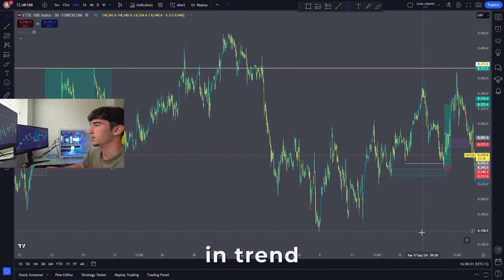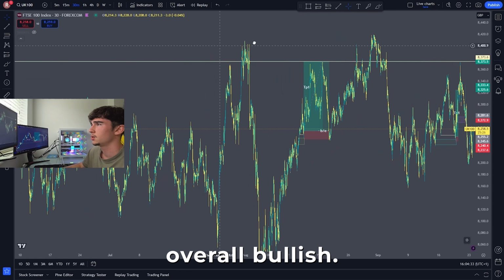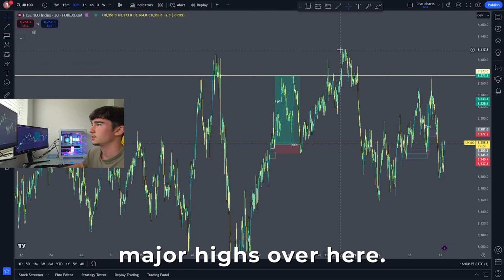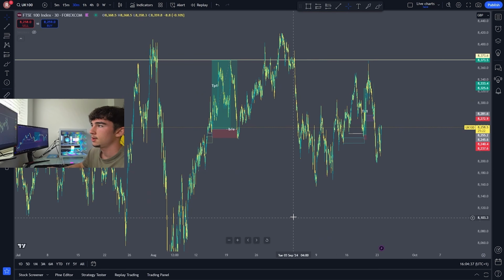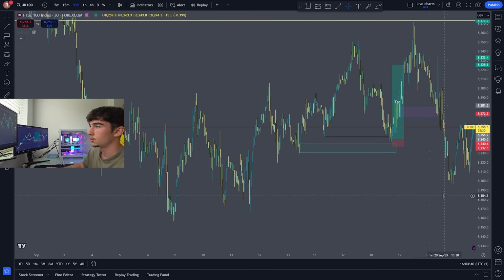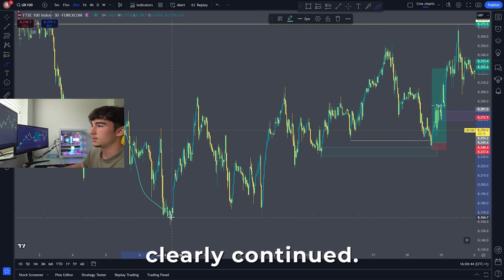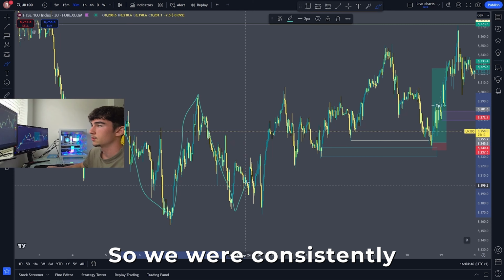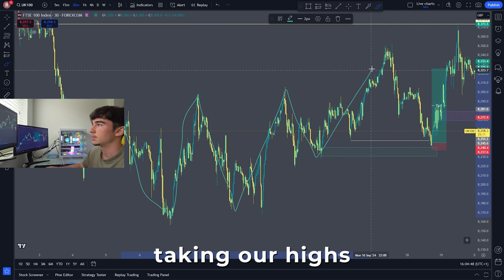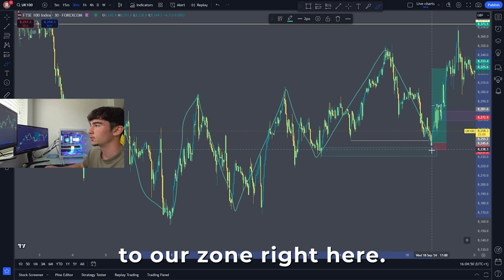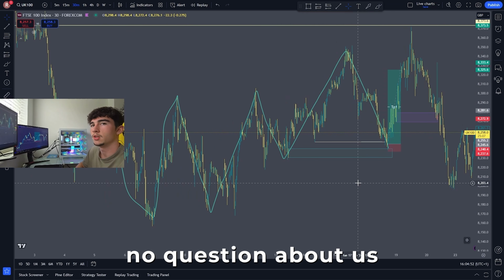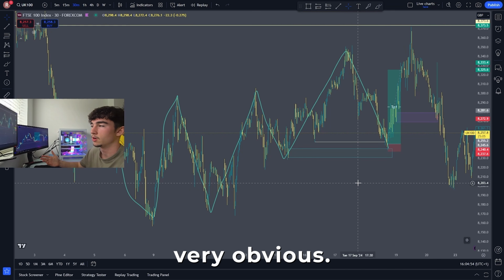So we were already in trend, overall bullish. We took out major highs over here. This was our first retracement, and then we started to continue. The good thing about this is that we hadn't just started to continue, we'd already clearly continued. So we were consistently respecting lows and consistently taking out highs before we came back to our zone right here. And there was no question about us being in trend for this trade, right? This one was very obvious.